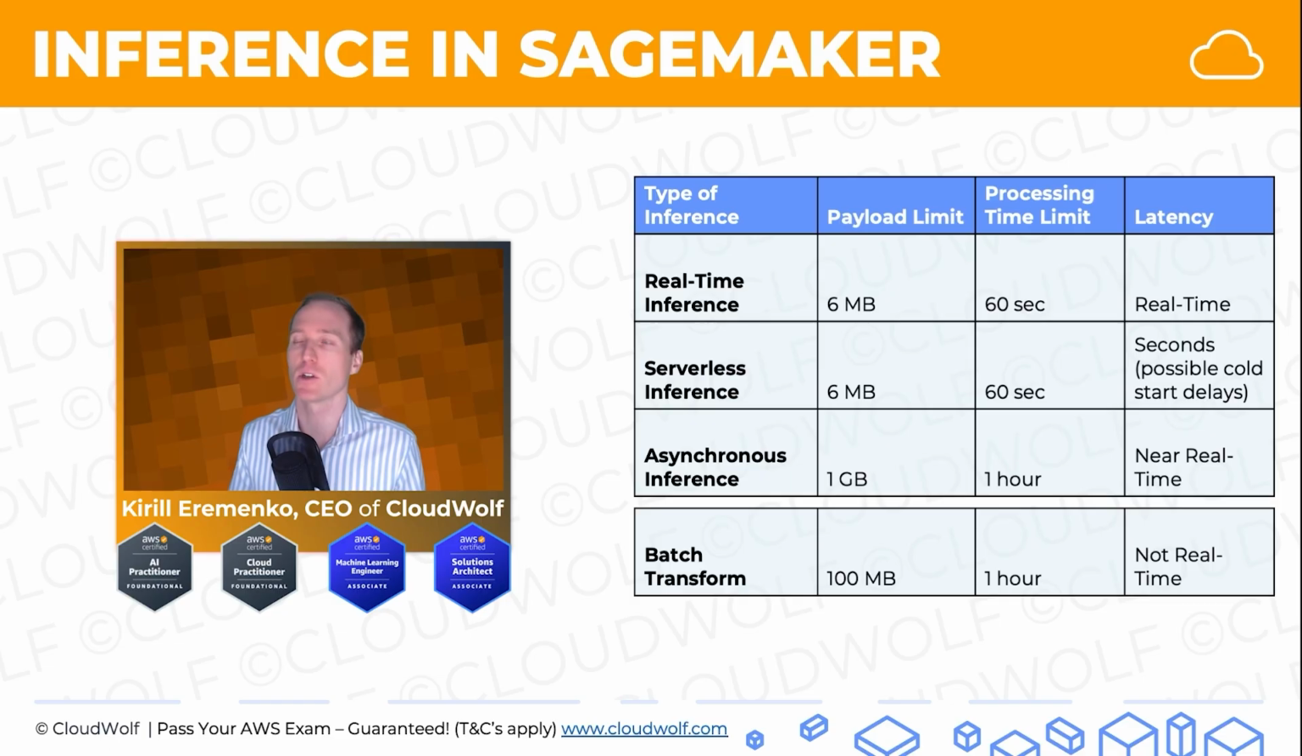So a sample question on an exam could be, you're given the payload. So for example, you know that the payload is 1 gigabyte and it needs to be processed within 1 hour. Which type of inference is the correct type of inference? And from this table, you can see right away it's asynchronous inference. So you do need to know the details of each type of inference from this table.